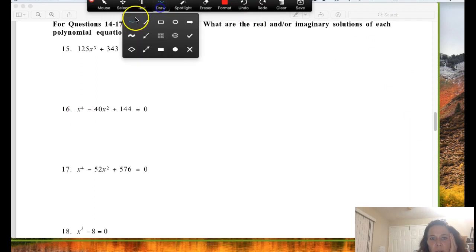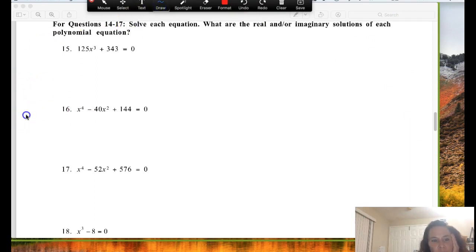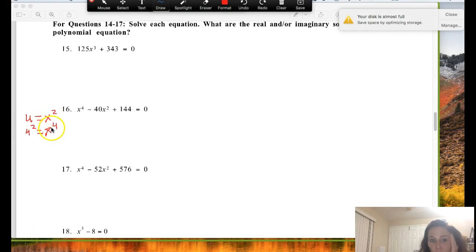So here's what I do. I use u substitution. I just say, all right, pretend like u is equal to x squared, just say that for a second so we can factor this. If u is equal to x squared, that means u squared will equal x to the fourth, because if I square this, it becomes x to the fourth. So x to the fourth would be u squared, minus 40u, plus 144 equals 0. So now this looks just like a quadratic.